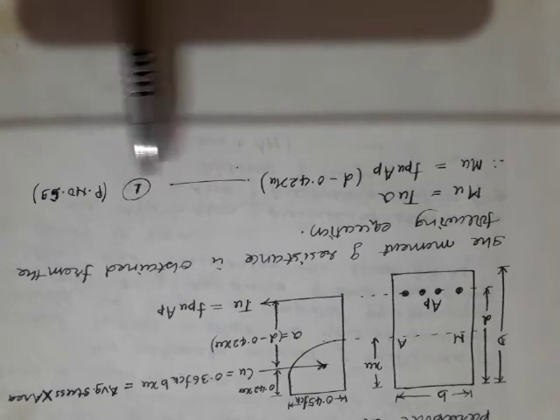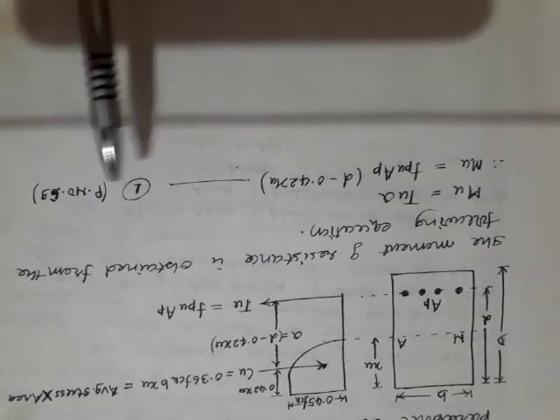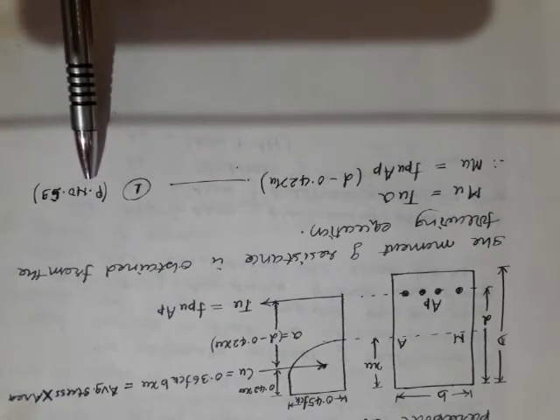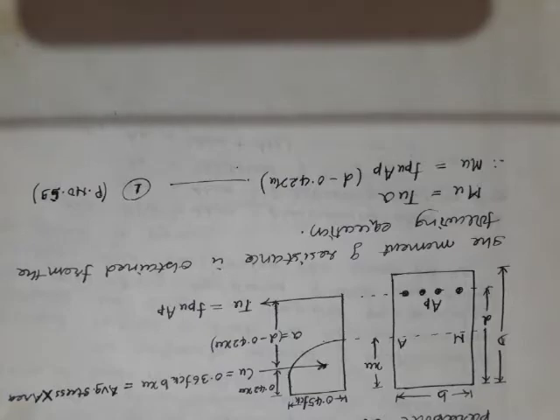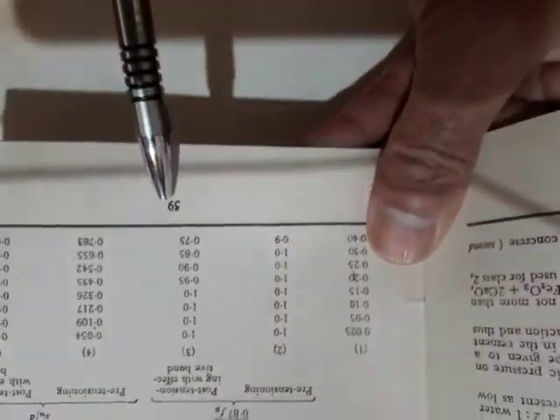You need not remember this equation. This equation is there on page number 59 of this IS code. That also I will show you. The equation is there here now. Mu is equal to FPU AP into D minus 0.42 XU. This equation is there on page number 59 of the IS code, so you need not remember anything.